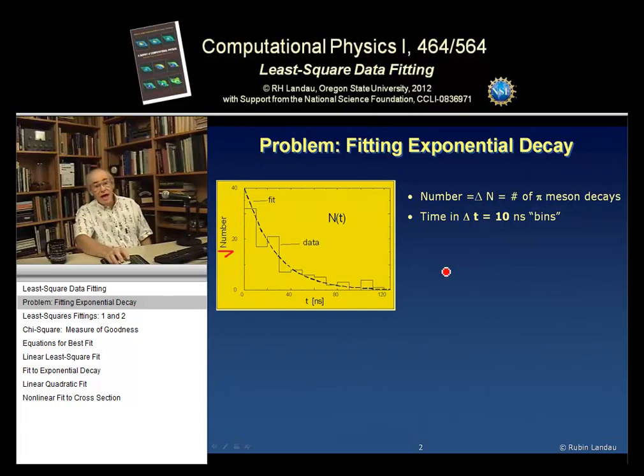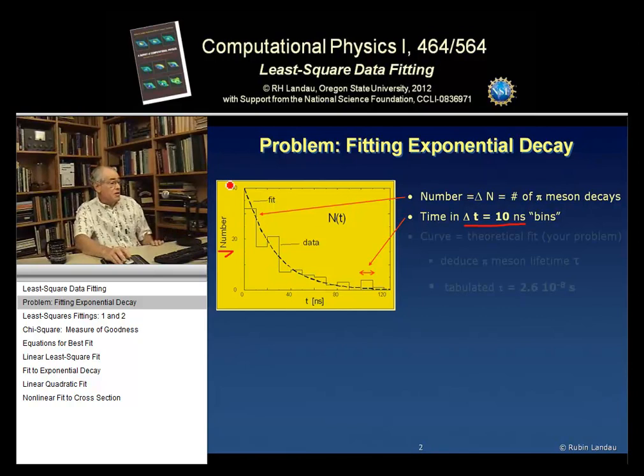And one of the things that happens in real experiments is you don't measure it at every time. That would take an infinite number of times. You measure it in bins. You measure it in little bits of time. So what we have here is that the times are measured in bins, delta t, of 10 nanoseconds. And you can see that when you look at the data, because the data are not continuous, but they're in a histogram shape, in bins. Okay? So that's the actual data we'd like to fit.